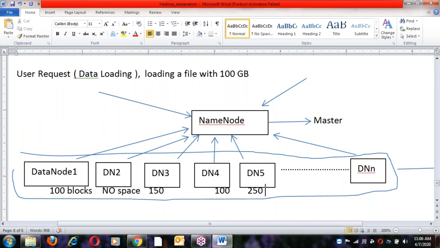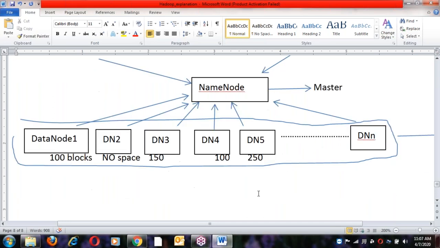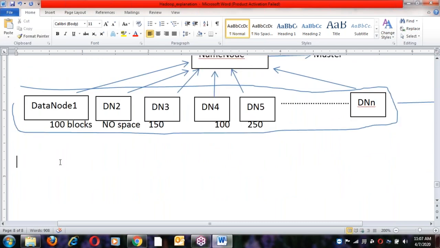Those 800 blocks have to be distributed. Node 1 takes 100 blocks, node 2 has no space, then node 3 has 150 blocks of free space, node 4 has 100 blocks, and node 5 maybe 250 blocks, like this, until all 800 blocks are distributed onto multiple nodes in the cluster, depending on space available.